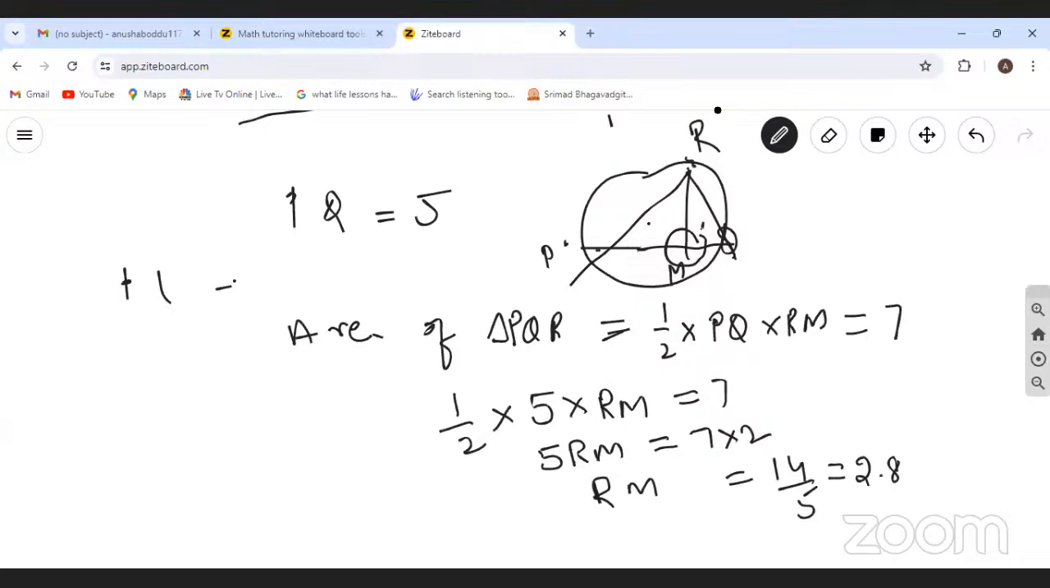So here RM we will take as the radius. The radius is half of the diameter, right? So we got RM as 2.8 centimeters. Hence there is no such triangle possible. RM should not be greater than 2.8, the radius, and here the triangle is not possible. Okay.